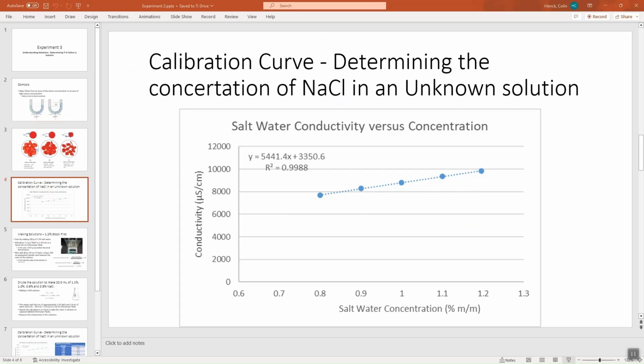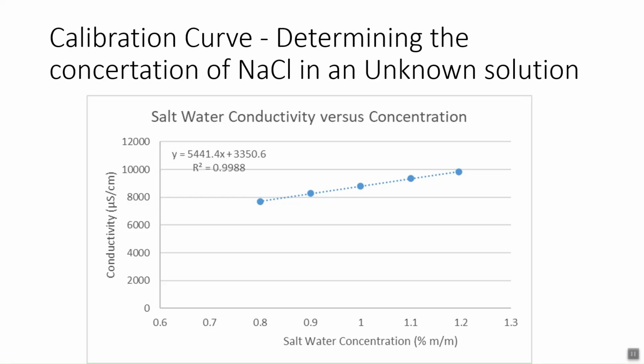So the next thing we want to talk about is a calibration curve, and you've done this before. What a calibration curve allows us to do is replace something that's easily measurable, in this case conductivity, which we're going to measure with a conductivity probe, and we'll show you that in a little while, versus the salt water concentration in percent by mass. Okay, so we're going to make a 1.2, a 1.1, a 1, a 0.9, and a 0.8% saltwater solution, and then we're going to use that to determine the concentration of our unknown.